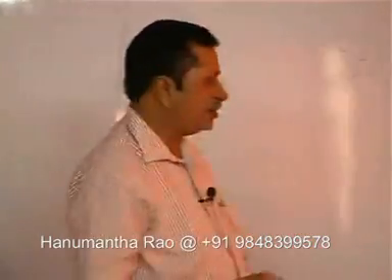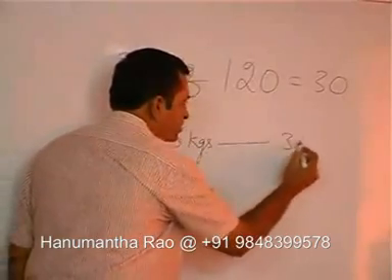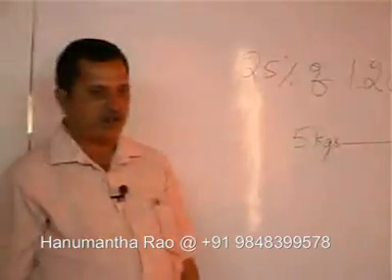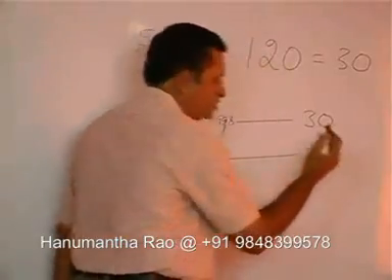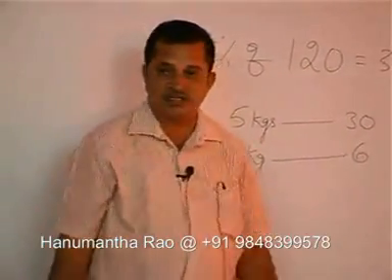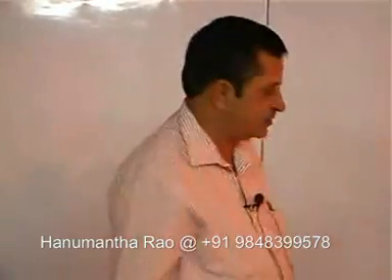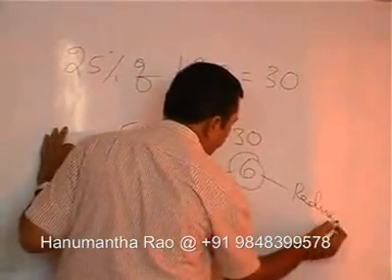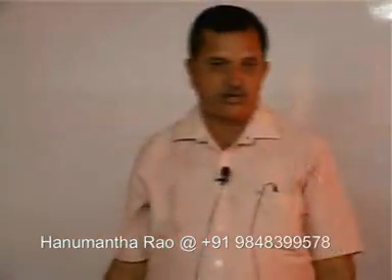Understand? So 5 kgs of mangoes is costing how much? 30 rupees. 5 kgs of mangoes are costing 30 rupees means 1 kg will become how much? 6 rupees. Now you tell me, is this 6 rupees the reduced price or the original price? Reduced price. If you want to find the original price, what would you do?